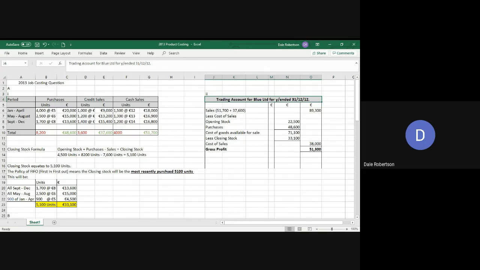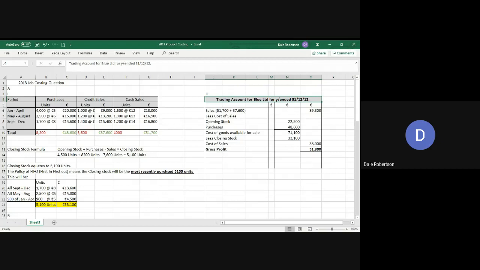And it tells you about the purchases in units and money. It tells you about the sales on credit and the sales on cash. And then it also tells you about opening stock. And the question asks you to calculate the value of closing stock using a first in, first out basis, and also then prepare a trading account at the end of the year.